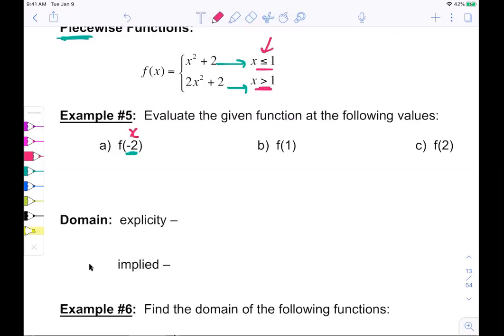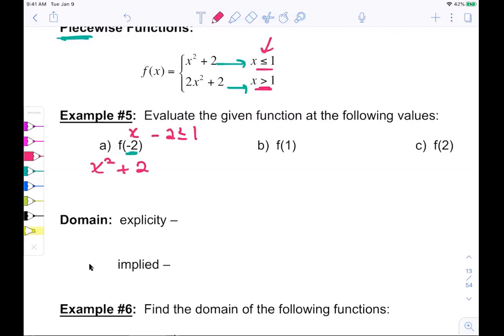So if I have a -2 for x, Jenny, which piece of this function would we pick? The top one. And why would we use the top one? Because a negative number is always going to be less than a positive number. Yeah, so my x is -2. -2 is less than or equal to 1. It matches that inequality. It holds the inequality true. So that means I'm using the matching equation, which is the x squared plus 2.